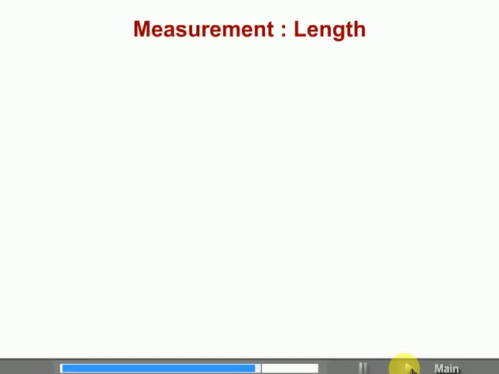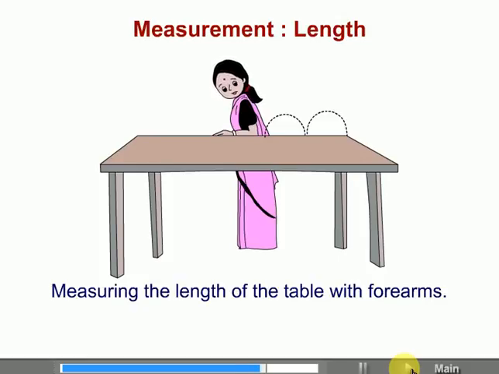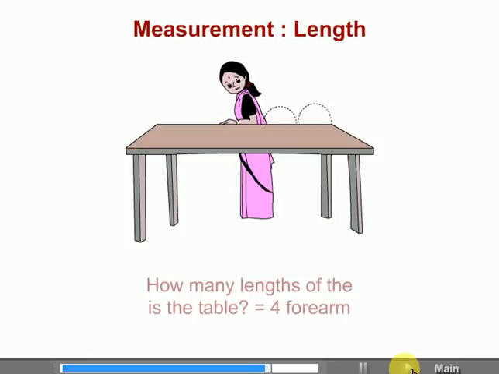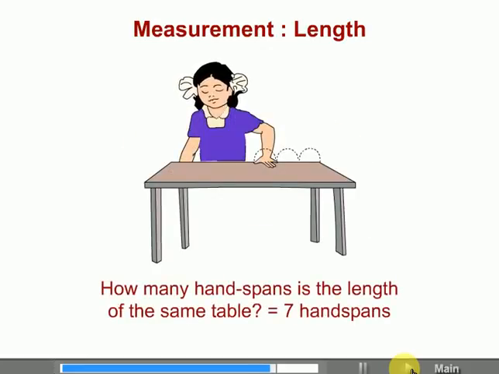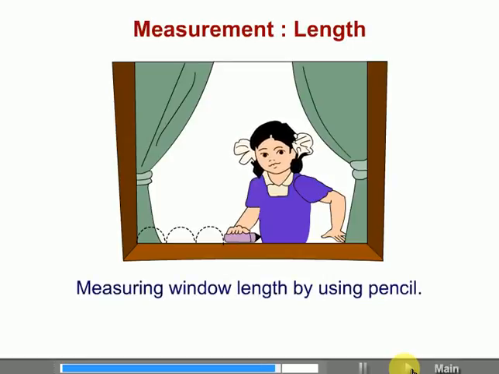You can see Mrs. Kulkarni, the school teacher, is measuring the length of the table with the help of her forearm. Can you do the same? How many forearm spans is the length of the table? How many hand spans is the length of the same table? You can see in the next picture that Meenakshi is measuring the length of the windowsill with the help of pencils.